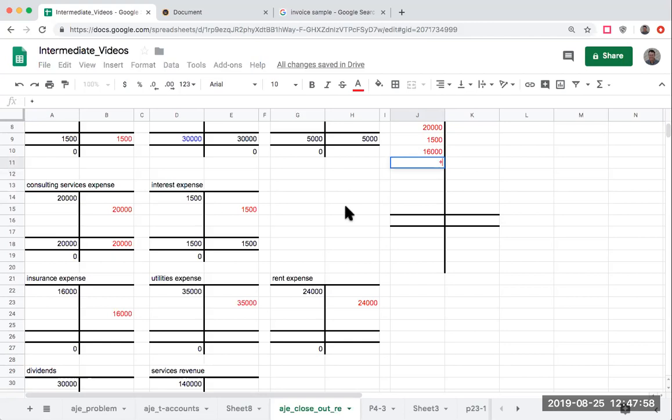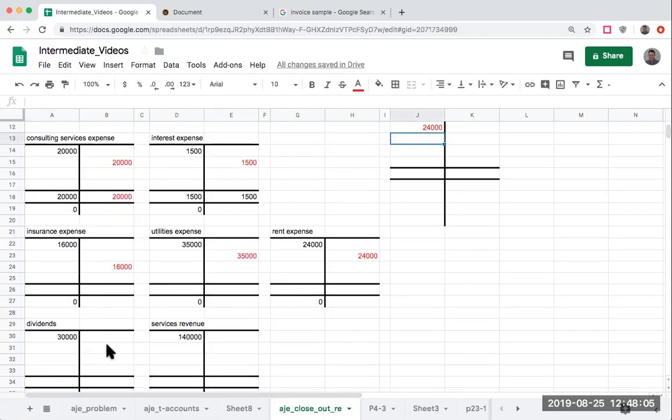Okay, so then over here, I have to debit retained earnings for the utilities expense, and then I have to go ahead and debit rent expense over here. For dividends, to make this 0, I need a credit of $30,000. So I'm going to go ahead and debit retained earnings for this $30,000.